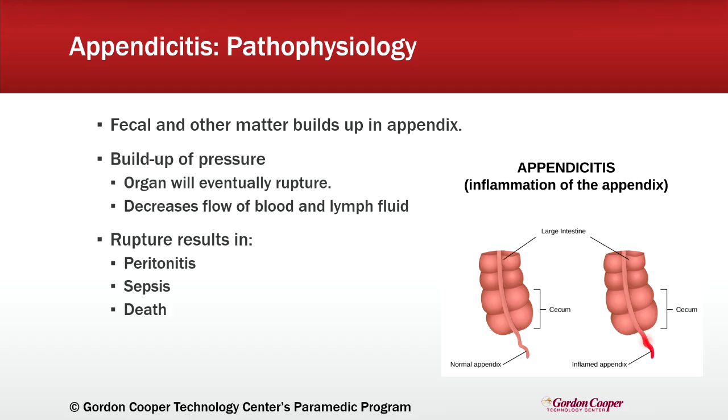Oftentimes they'll feel this pain as the pressure builds up in the appendix, and when it ruptures, they'll feel pain and then relief. And then several hours later, they'll start complaining of a very diffuse pain throughout the abdominal cavity because of the peritonitis that's starting to set in. If they ignore that, it'll become septic. And if that progresses even further, it very well may end up in death. Peritonitis is nothing to fool around with.